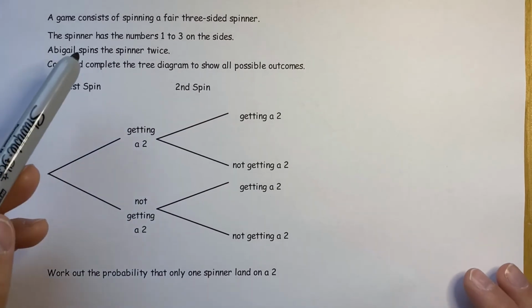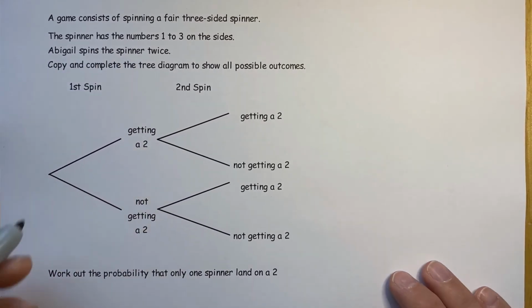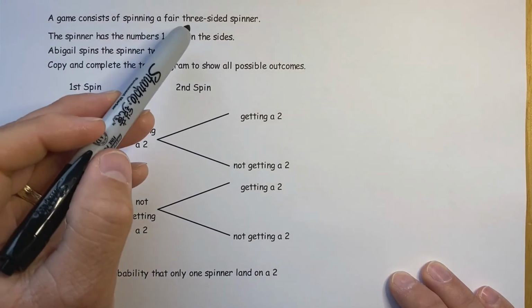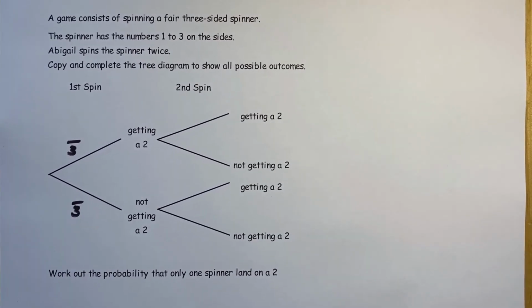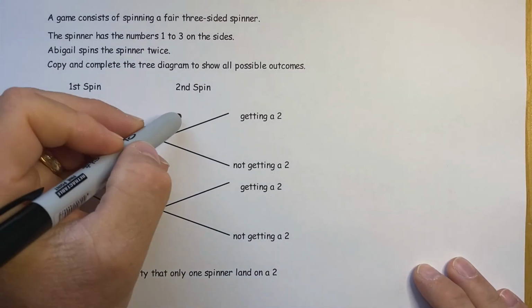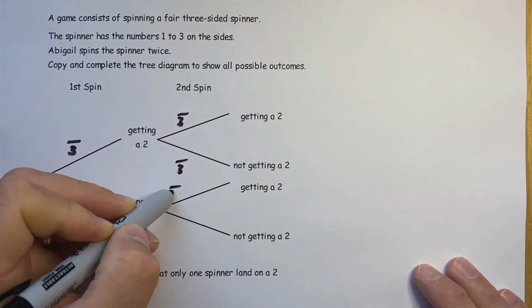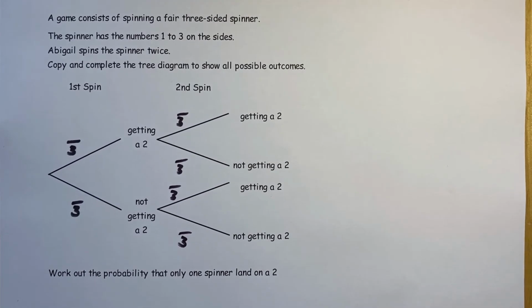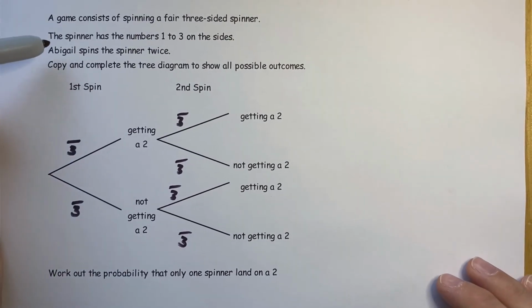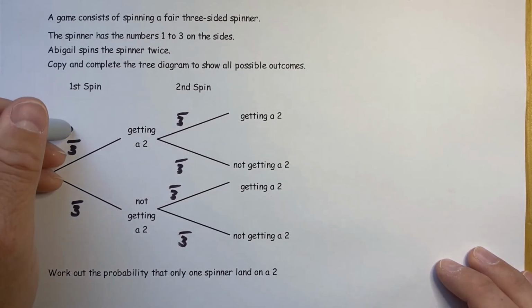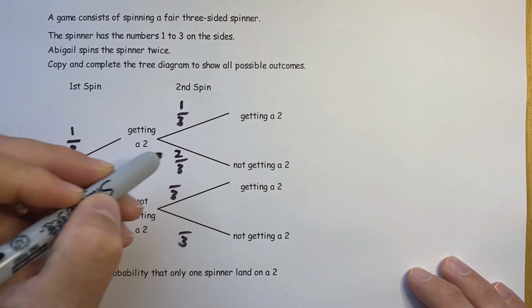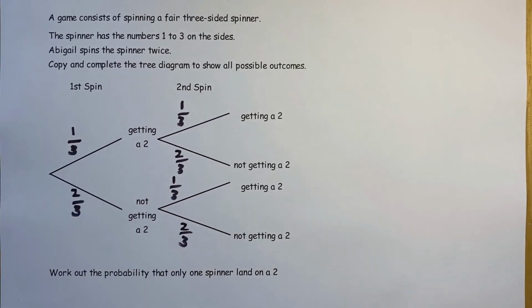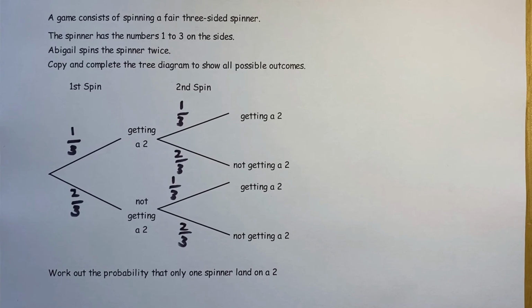So we've got a game consisting of a fair spinner. That means in this spinner, three-sided spinner I should say, we've only got 3 options. So it's a probability out of 3. And because that spinner doesn't alter, every single outcome will be out of 3. The spinner has the numbers 1, 2, 3 on the sides, and probability of getting a 2, there's only one chance of getting a 2, so there's 2 chances of not getting a 2, and that, as I've already said, does not alter for any of these outcomes. So it's an easier one to fill in.